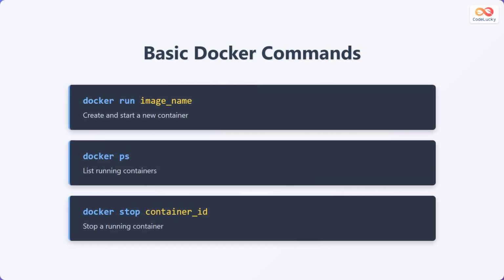Here are some basic Docker commands. Docker run, along with the image name, is used to create and start a new container. Docker ps is used to list all the running containers. Docker stop, along with the container ID, is used to stop a running container.